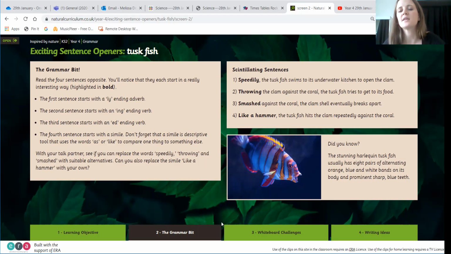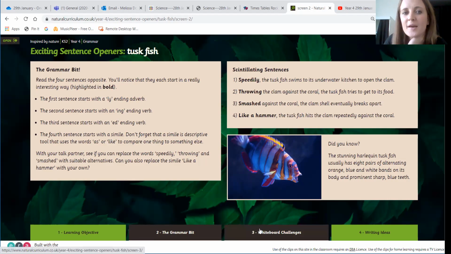A little extra fact there about the tusk fish. Did you know the stunning harlequin tusk fish usually has 8 pairs of alternating orange, blue, and white bands on its body and prominent, sharp blue teeth?